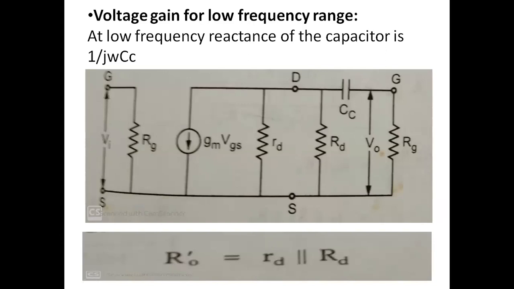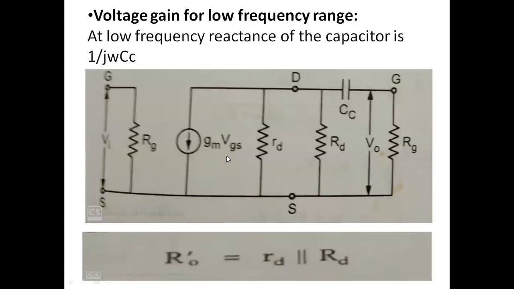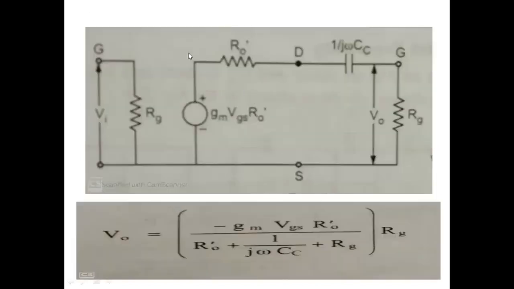This circuit is changed into Thevenin's equivalent circuit, that is, a voltage source in series with the resistance. How can we get this voltage? Here the current is GmVgs and the parallel resistance is R naught dash, and the current direction is downward. So the voltage becomes minus GmVgs into R naught dash. That is the voltage source, in series with the resistance R naught dash. This is Norton's equivalent circuit and this is Thevenin's equivalent circuit.